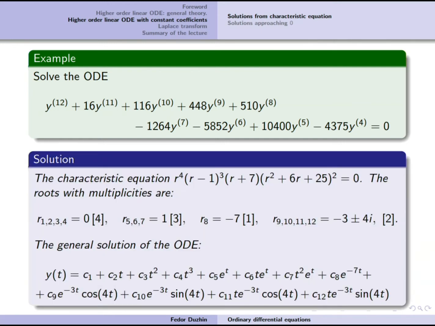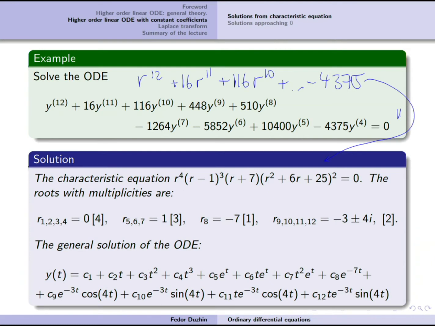And here is an example, right? I came up with this example just because it probably demonstrates all possible cases. So this is a differential equation of order 12, and of course I set it up in advance so that the characteristic equation is r to the power 12 plus 16 r to the power 11 plus 116 r to the power 10 and so on, up to minus 4375. When you factorize this, you are going to get this, right? So r to the 4, r minus 1 cubed, and so on.